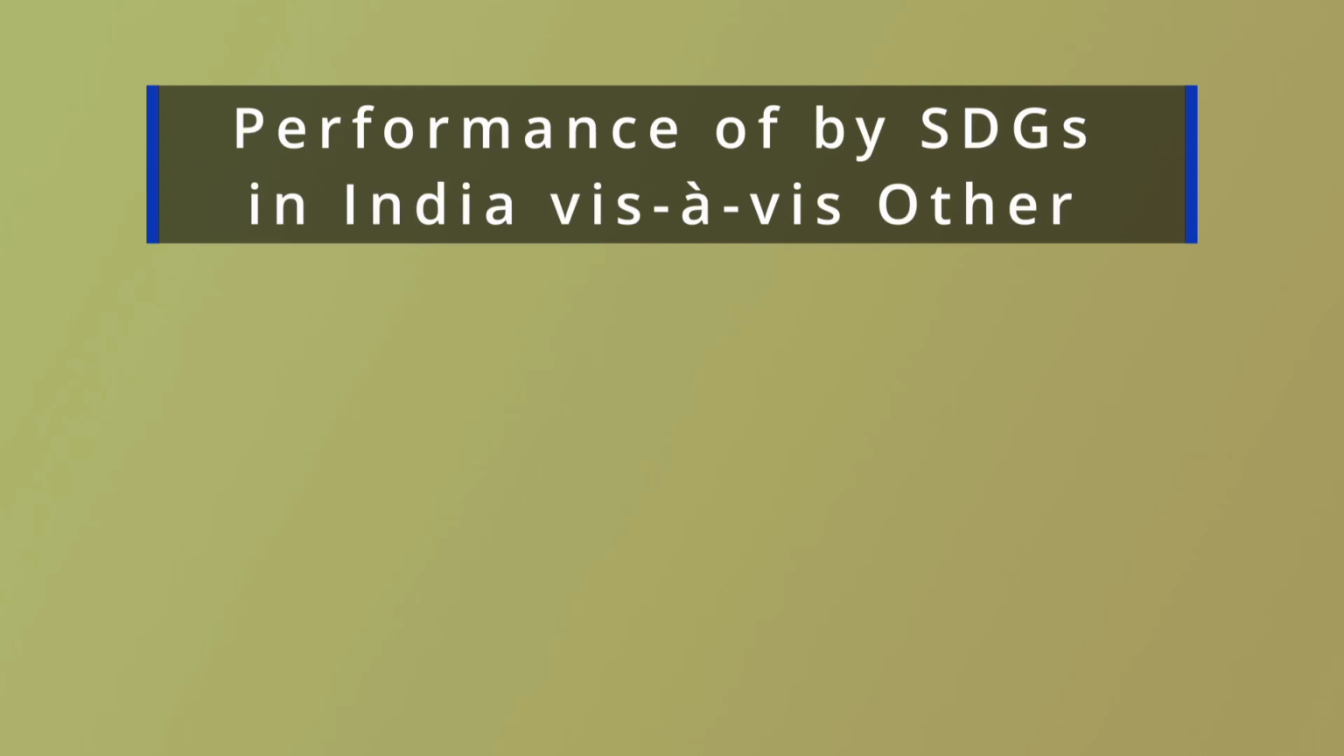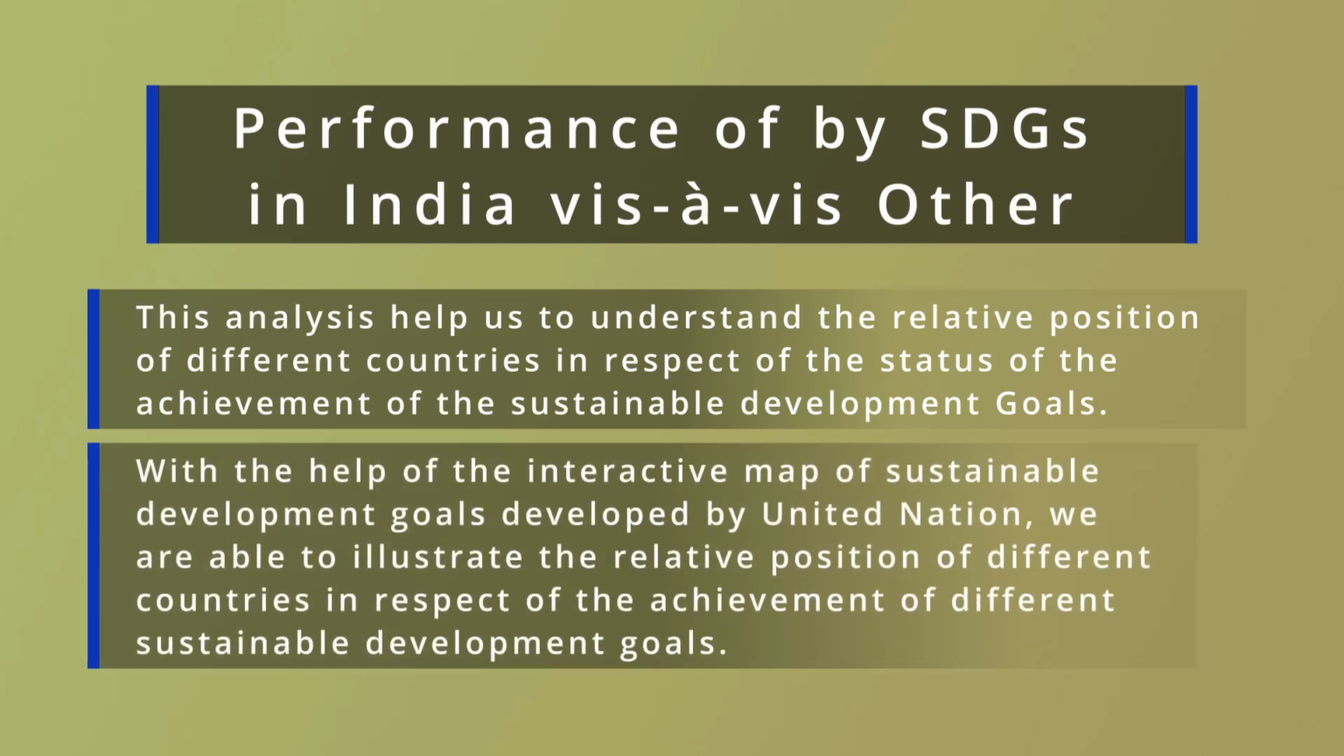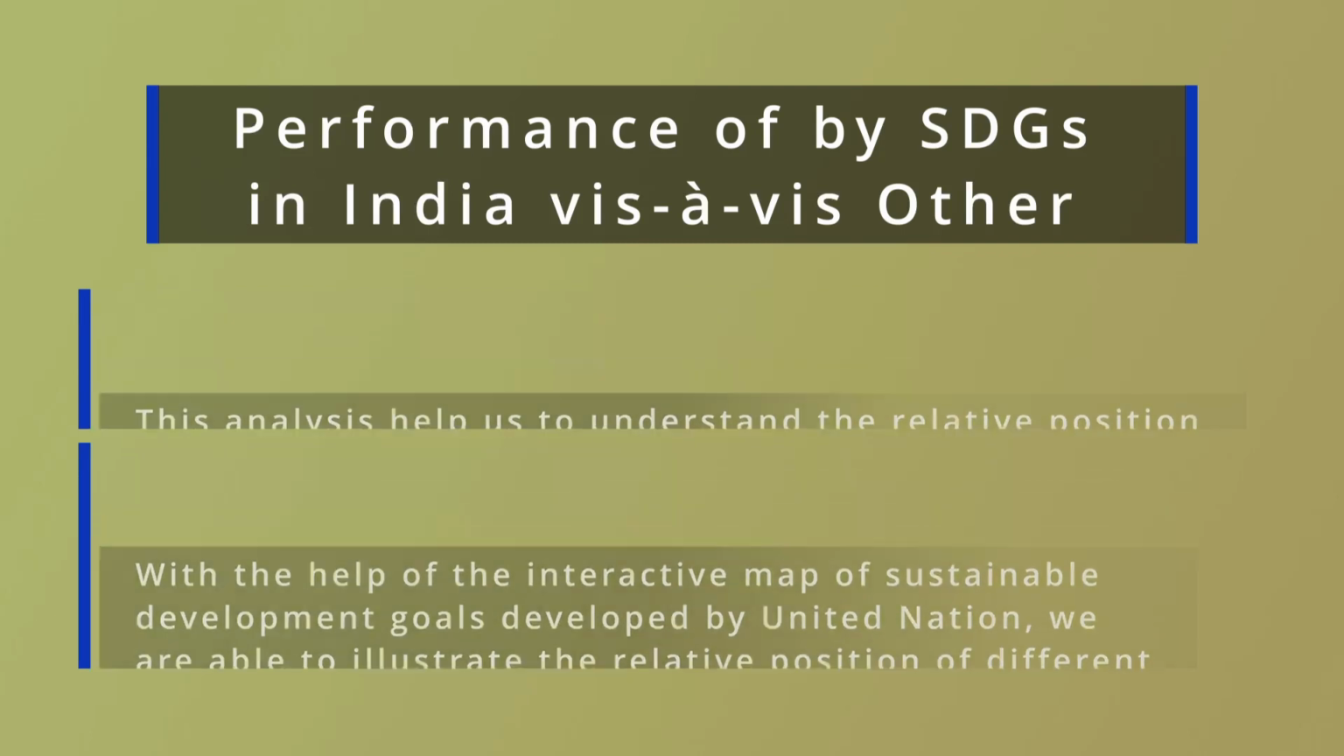Now we discuss the performance of different Sustainable Development Goals across different indicators. This analysis helps us to understand the relative position of different countries in respect of the status of the achievement of the Sustainable Development Goals. With the help of the interactive map of Sustainable Development Goals developed by the United Nations, we can illustrate the relative position of different countries in respect of the achievement of different Sustainable Development Goals.